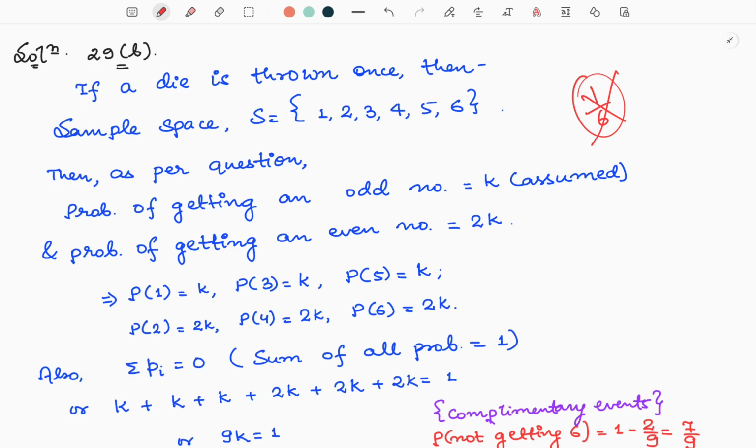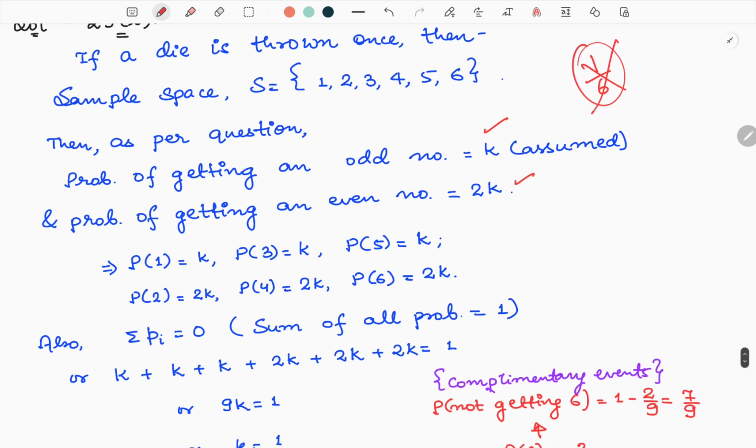Okay, what is the probability of getting 1, 2, 3, 4. So we will assume that the probability of getting an odd number is k, then the probability of getting an even number will be 2k. That means the probability of getting 1, 3, 5 will be k, the probability of getting 2, 4, 6 will be 2k, and the sum of all these probabilities when a die is thrown once should be 1, because the summation of all probabilities is 1.